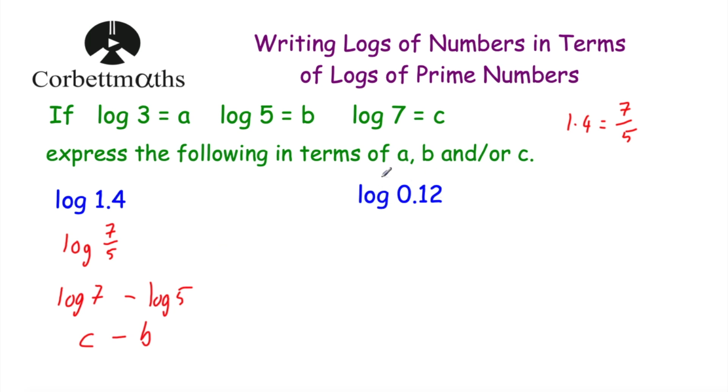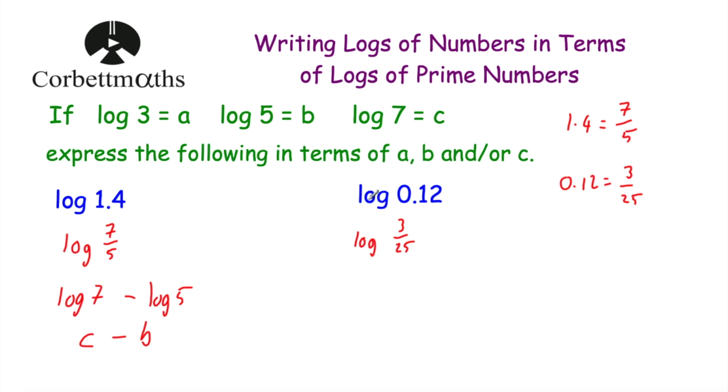Our next one is to work out the log of 0.12. So I'm going to write the 0.12 as a fraction. Now 0.12, you could write 12 over 100 and simplify that, or you could just type in your calculator 0.12 is equal to 3/25. Again, you could write it as 12 over 100 and cancel that down. So we've got the log of 0.12. Well, I'm going to write it as the log of 3/25 because 0.12 is 3/25. So I'm just writing that as a fraction.